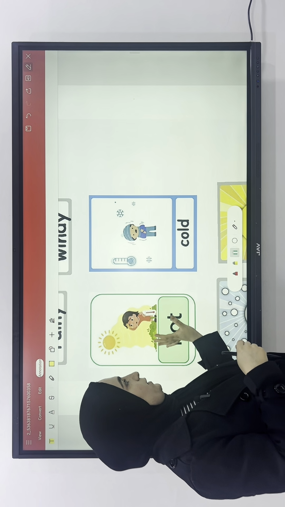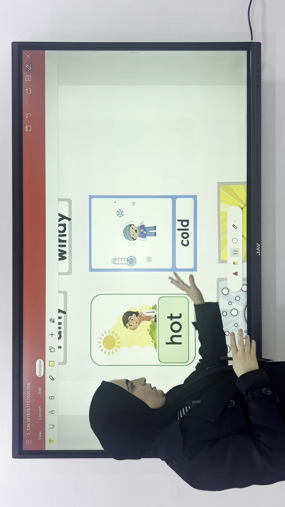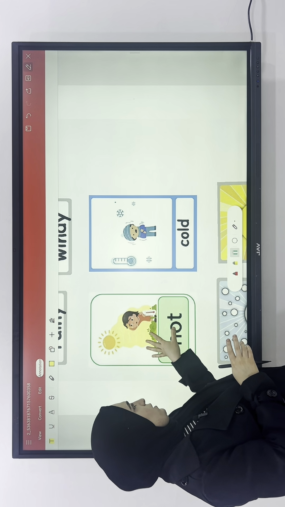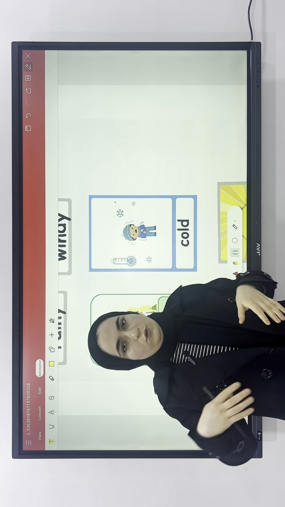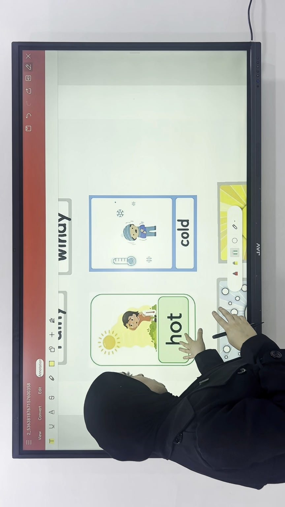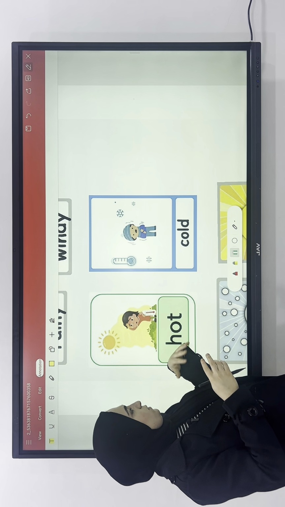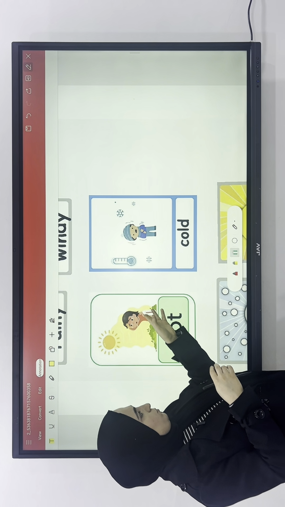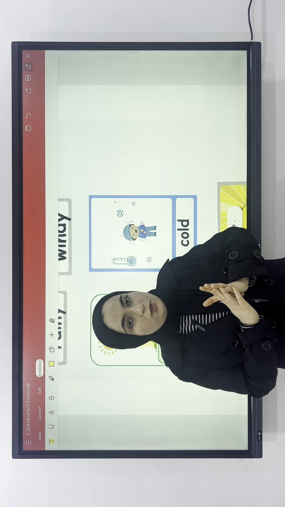These are the next 2 types of the weather, hot and cold. Hot, you see that if the weather is hot, it means the air temperature is too high. So we're sweating and it's too hot. You see, this is the girl and this is the sun that is shining too brightly, and the air temperature is too high.